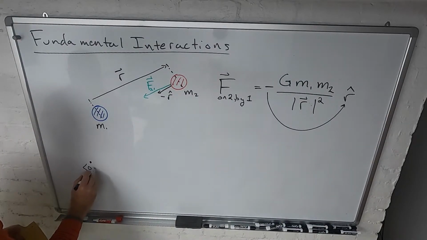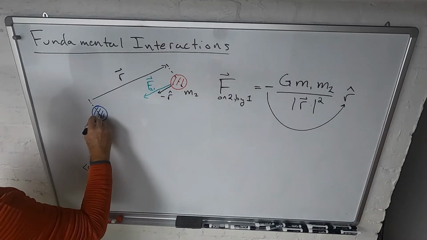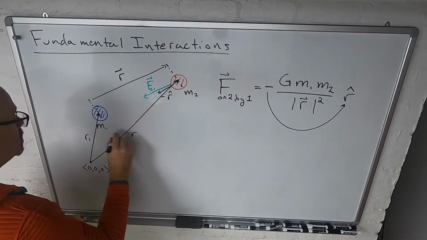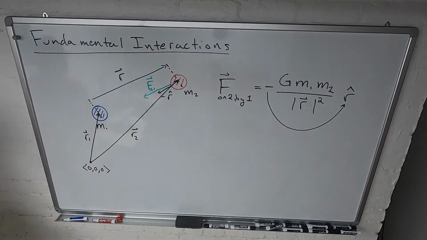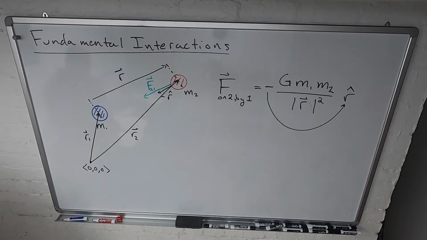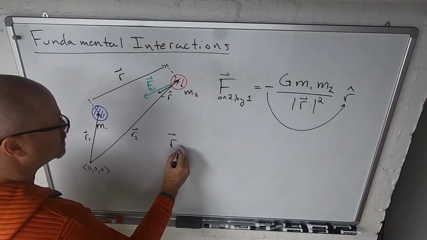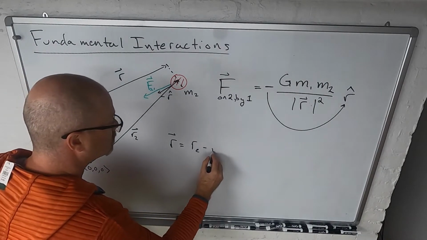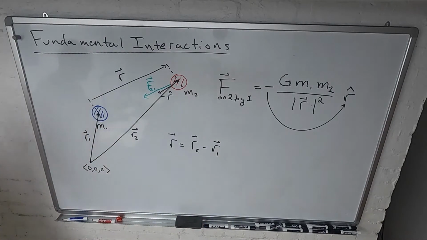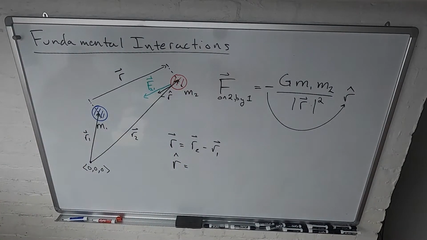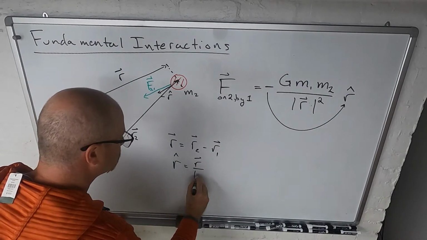Okay? So I'm going to put my origin here. So here is 0, 0, 0. This distance is, of course, r to mass 1. This distance is r to mass 2. And so that's the way I define my coordinate system. And this vector here is the difference between these two vectors. So I can very easily find r hat and r. So r vector is just equal to the difference between these two, right? So r2 minus r1. That's that vector. And r hat, of course, is just equal to r over the magnitude of r.